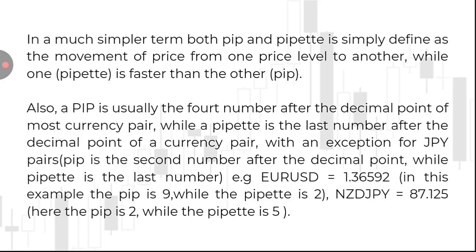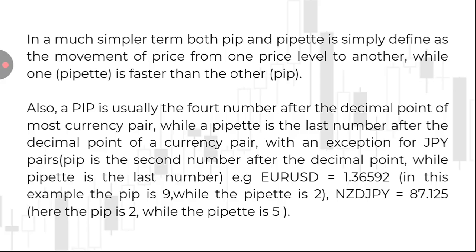So for example, EUR/USD. Let's say the current price of EUR/USD is 1.36592. So in this example, the pip here is 9, which is the fourth number after the decimal point, while the pipette is 2, which is the fifth or the last number after the decimal point. Hope you understand it much better this way now.